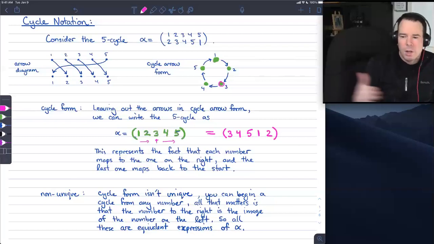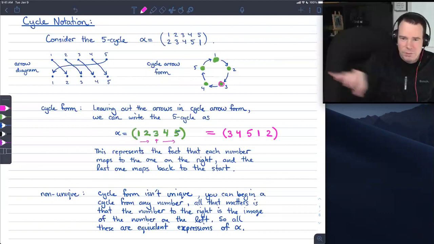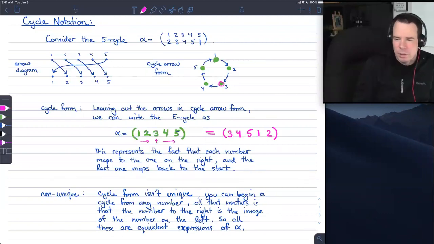So it's not really a problem in the sense that whatever number I start with is just going to be a shifting of the numbers around. The order's not going to change. It's just how they shifted around. What I started with is going to be different.